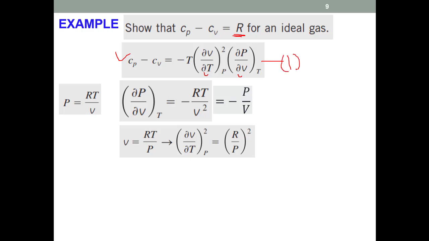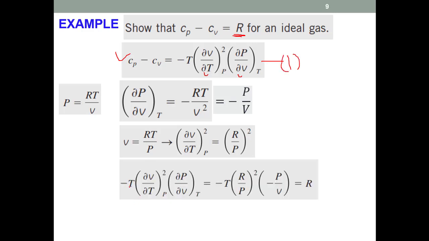So if we put these two terms in the equation, let's say this is equation 1, and simplify, the first term is R by P square, and the second term is minus P by V. If we simplify, one of the P will be cancelled out, because that's a P square. Then we'll have RT by P. RT by P is again V. So one of the V will be cancelled out, and we'll have RT by P, which is equal to R. Let's simplify further.